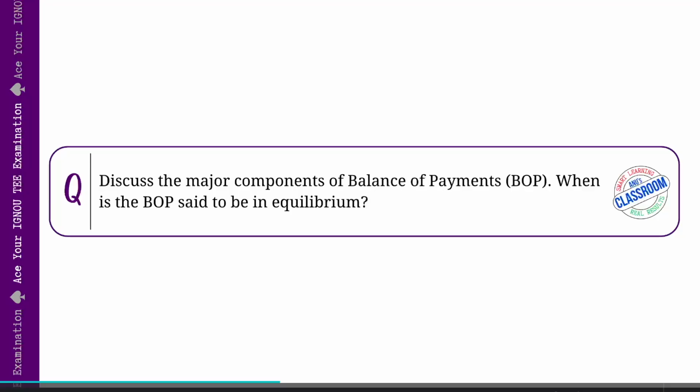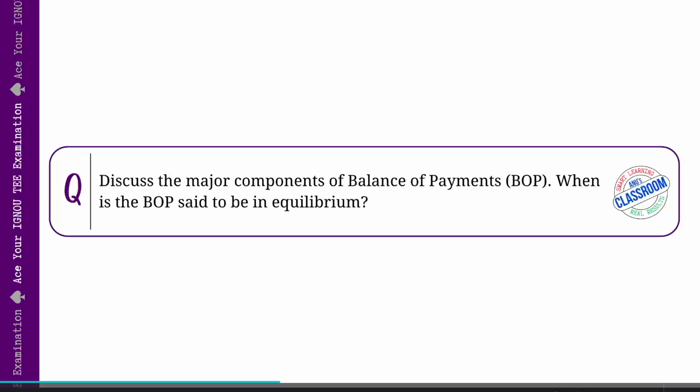Then the third is the financial account. So this one actually captures all the big investment flows like foreign direct investment, or portfolio investment in stocks or bonds, loans, and other capital movements. So if a foreign company buys a stake in an Indian startup, then it is going to show up in the financial account.